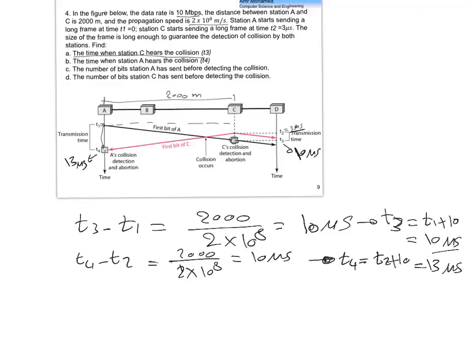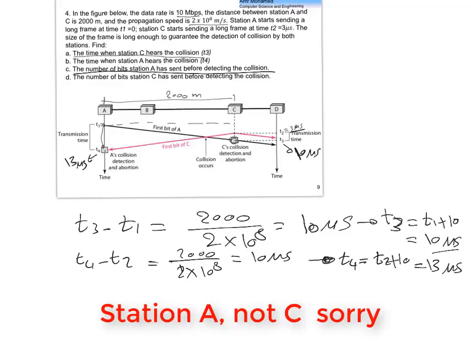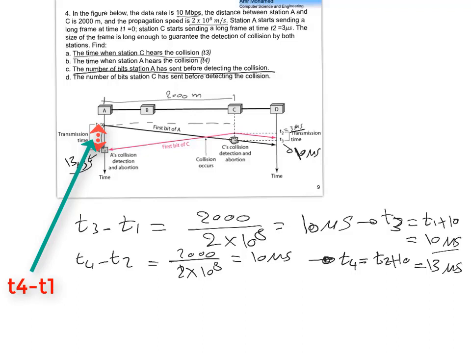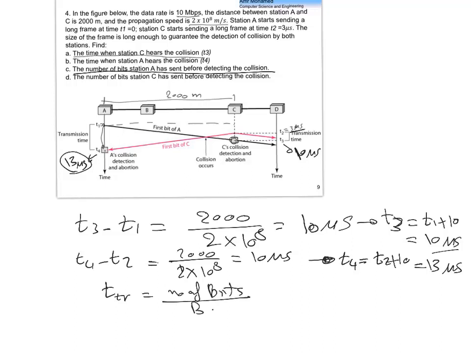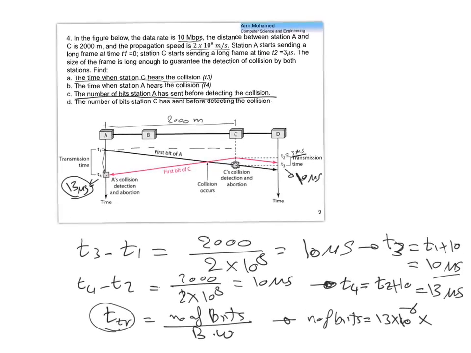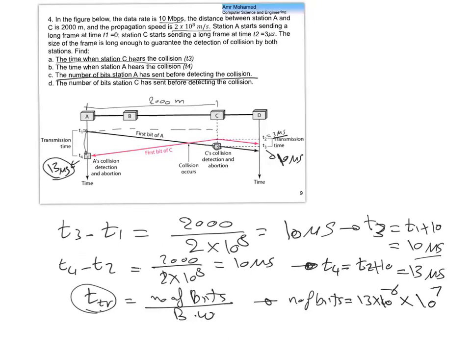Part C here asks about the number of bits station A has sent before detecting the collision. So starting from t1 all the way to t4, or in other words after 13 microseconds, because here t1 is 0, station A sent how many bits? We know that the transmission time is the number of bits divided by the bandwidth. So in 13 microseconds we would have sent number of bits equals 13 times 10 to the power minus 6 times the bandwidth, which in this case is 10 megabits per second, so 10 times 10 to the power 6, which is 130 bits.